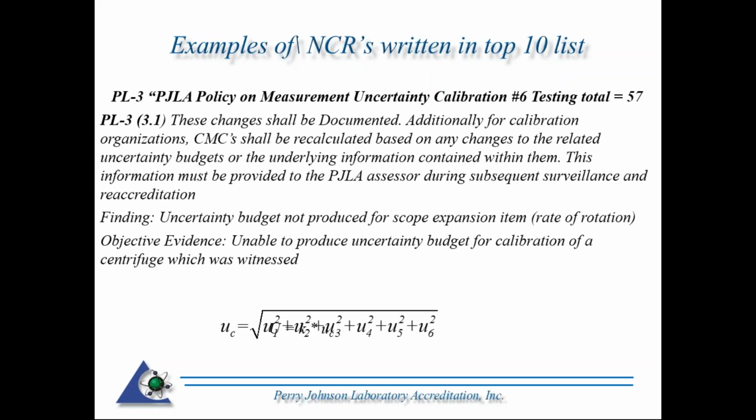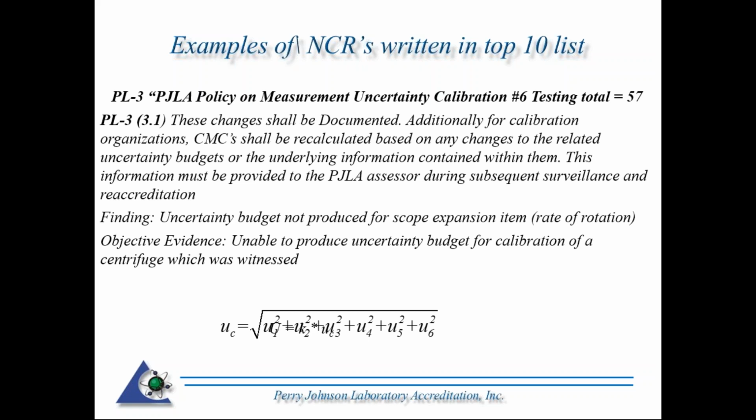We would require an uncertainty budget in order to add that to the scope. So in this particular instance, they wanted to add it. They may have the traceability, personnel, they have the equipment. However, they did not have an uncertainty budget prepared at the time that this calibration was witnessed, hence a non-conformance was written.